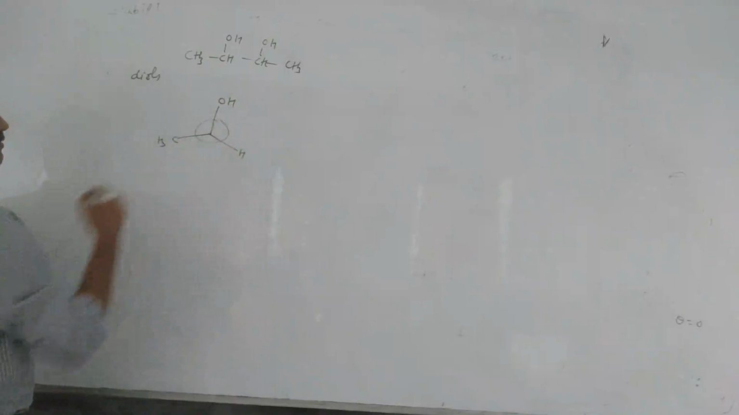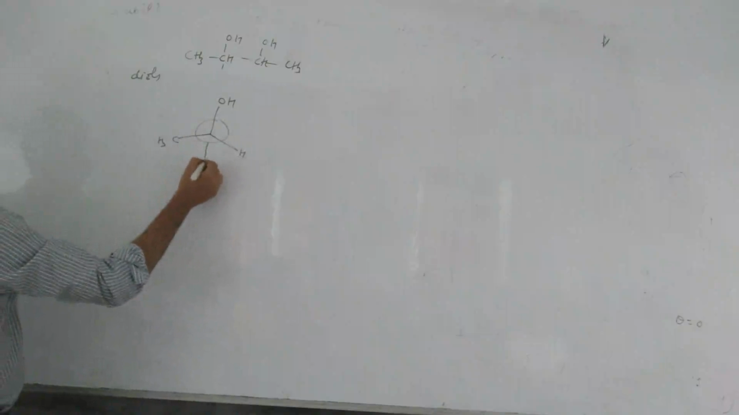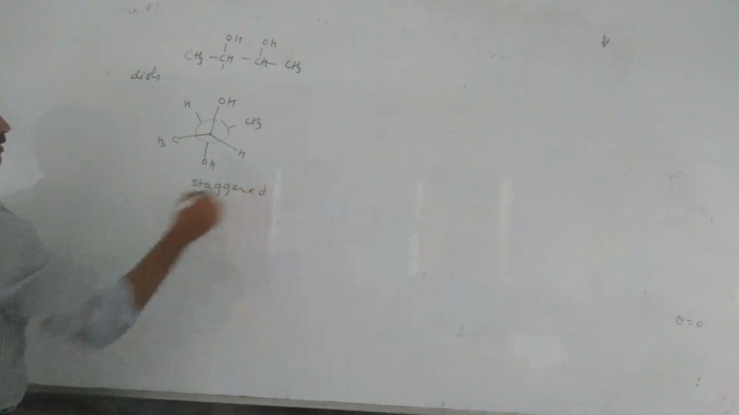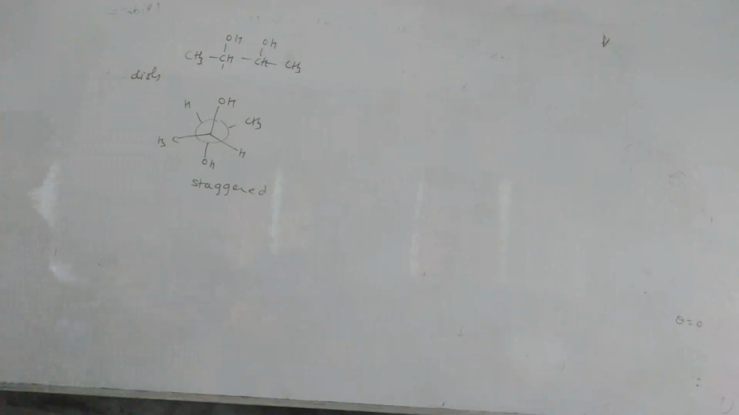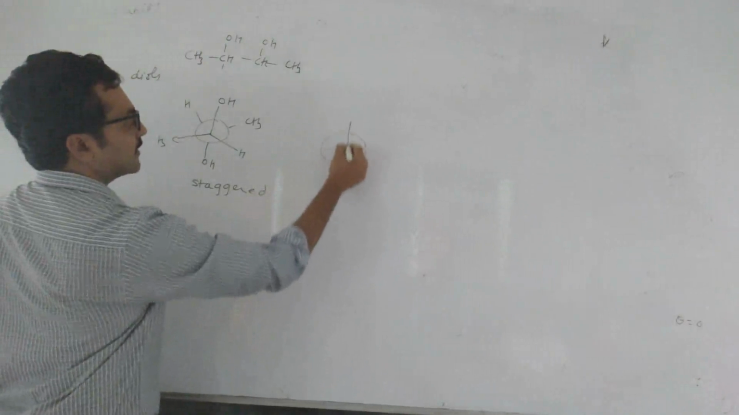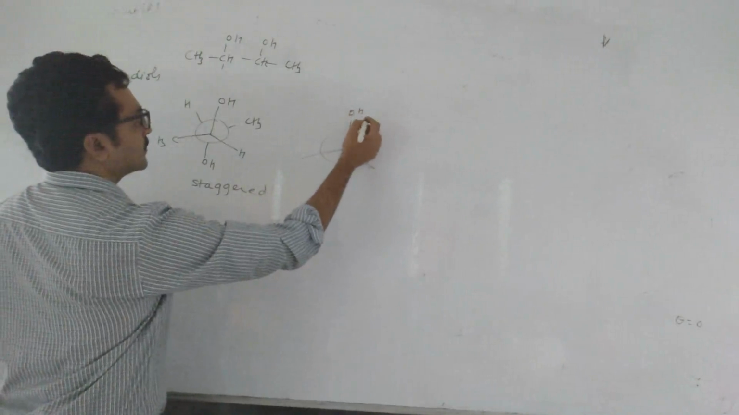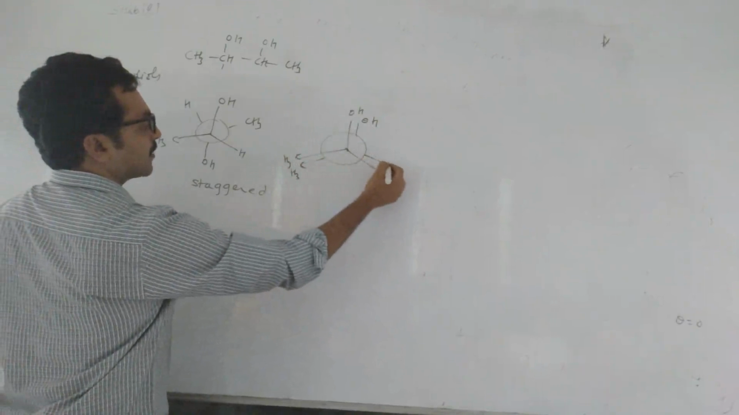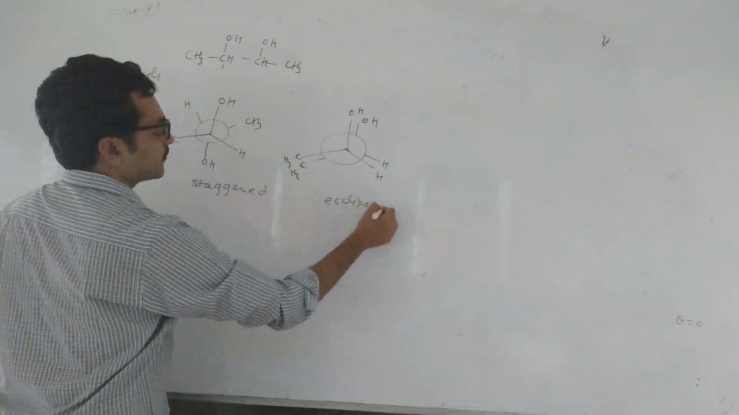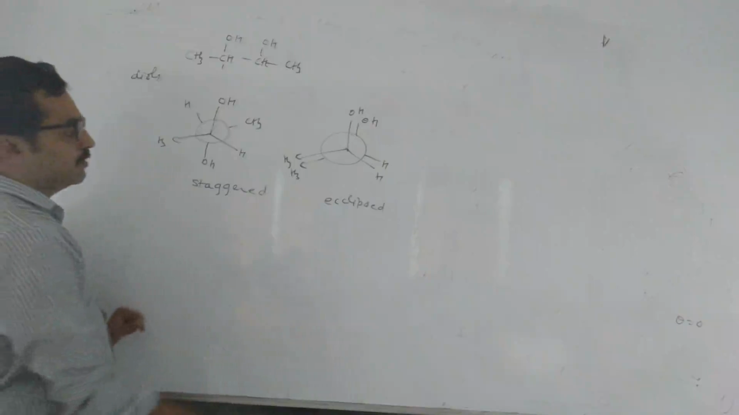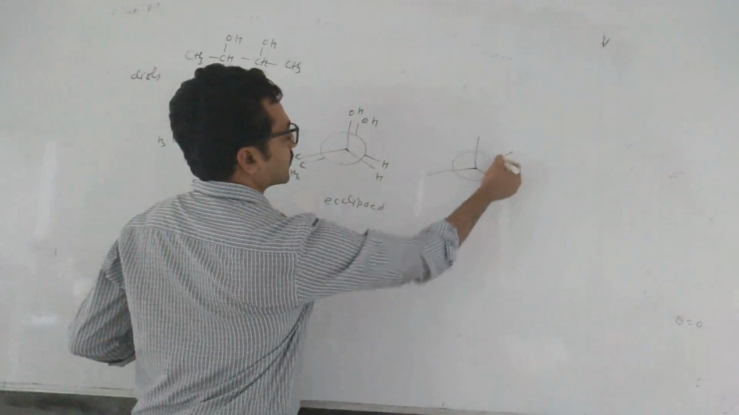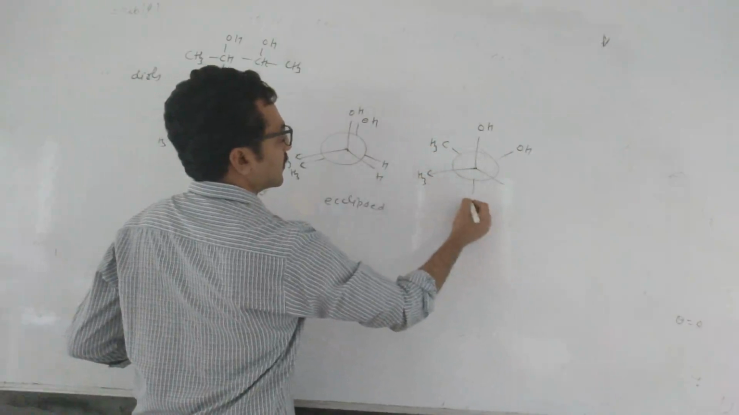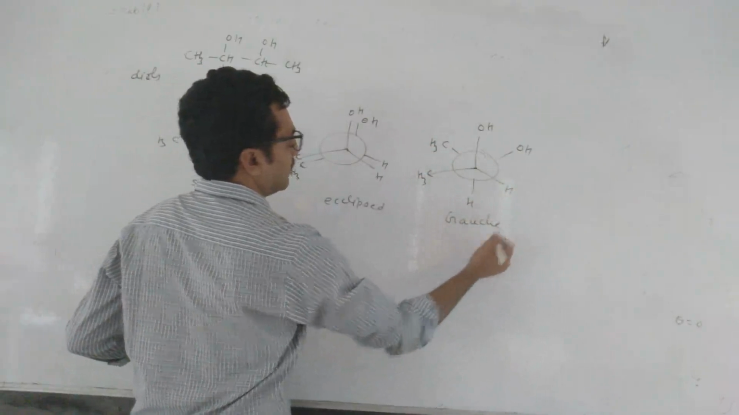CH3, CH3. This is the first carbon. Next again you can write OH, CH3, H. This is what? Staggered form. Next, what is the other isomer? You will be having eclipsed. OH, OH, CH3 back of CH3 and H back of H. This is what? Eclipsed form. Right? Staggered, eclipsed. And one more is there, that is called gauche form. OH, OH, CH3, CH3, H and H. This is gauche or skew form.